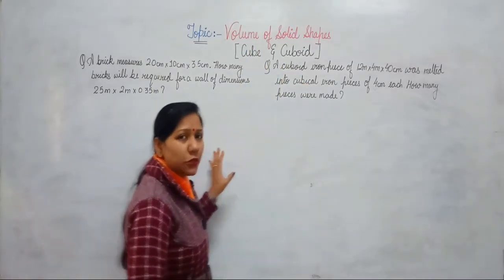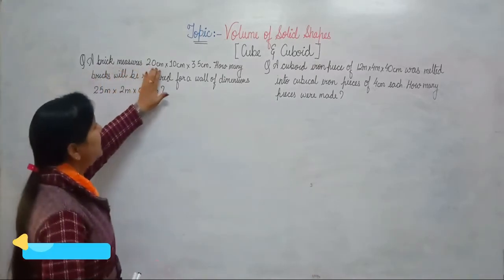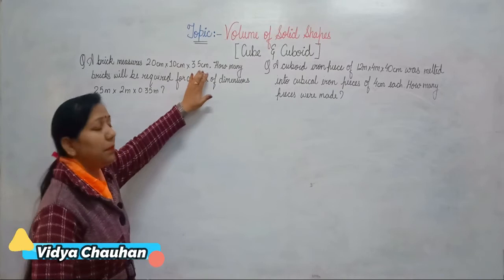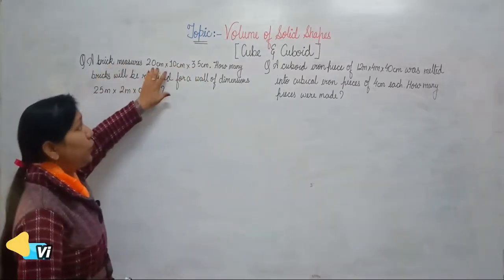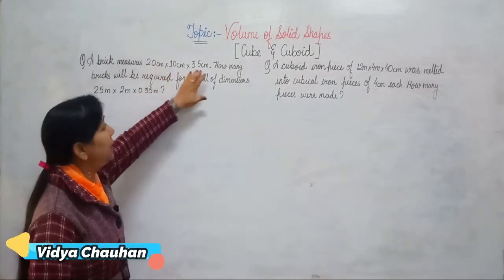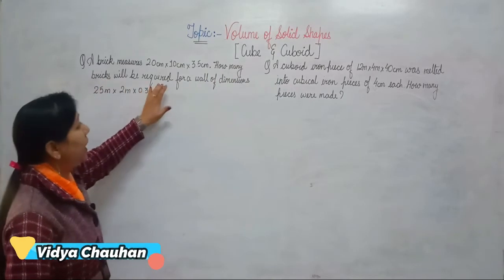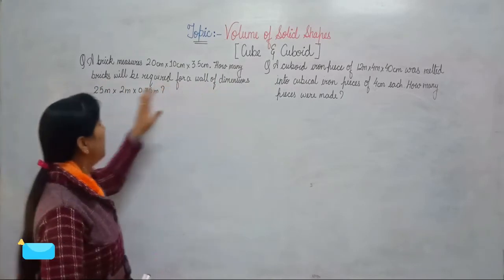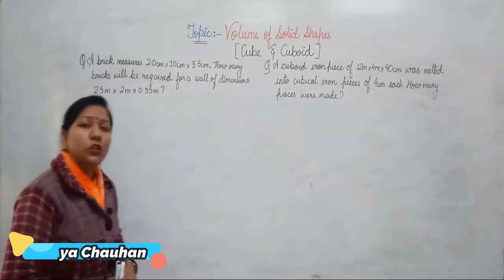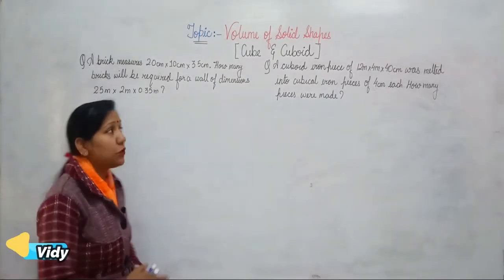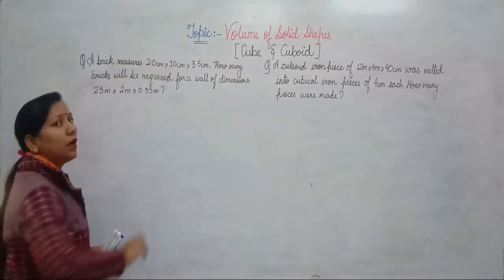So taking up the first question given here on the board: a brick measures 20 centimeter by 10 centimeter by 3.5 centimeter. So there is a brick whose dimensions, that means length, breadth and height, are given to us. How many bricks will be required for a wall of dimension 25 meter, 2 meter and 0.35 meter? So this is the dimension of the wall and these are the three dimensions of the brick.